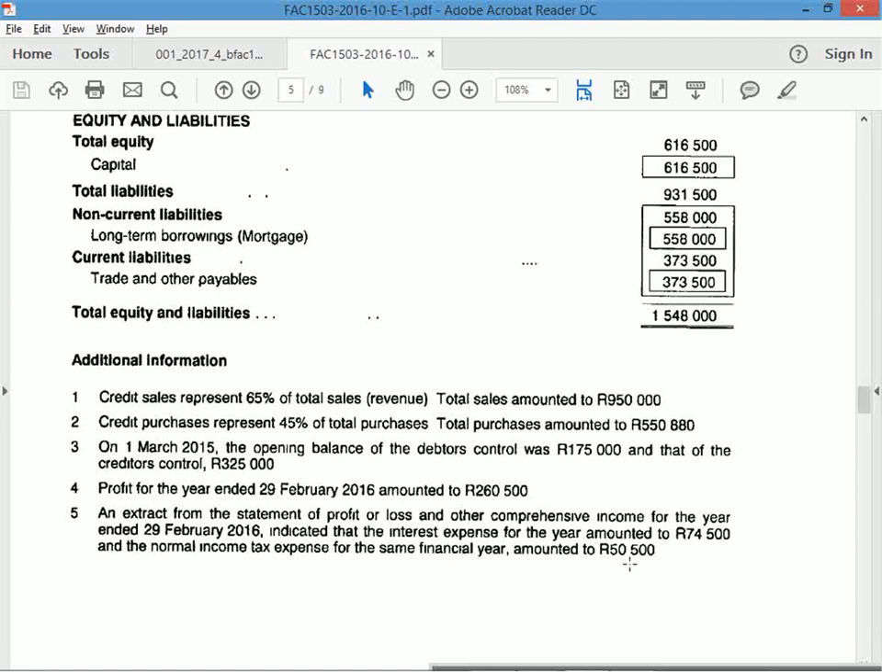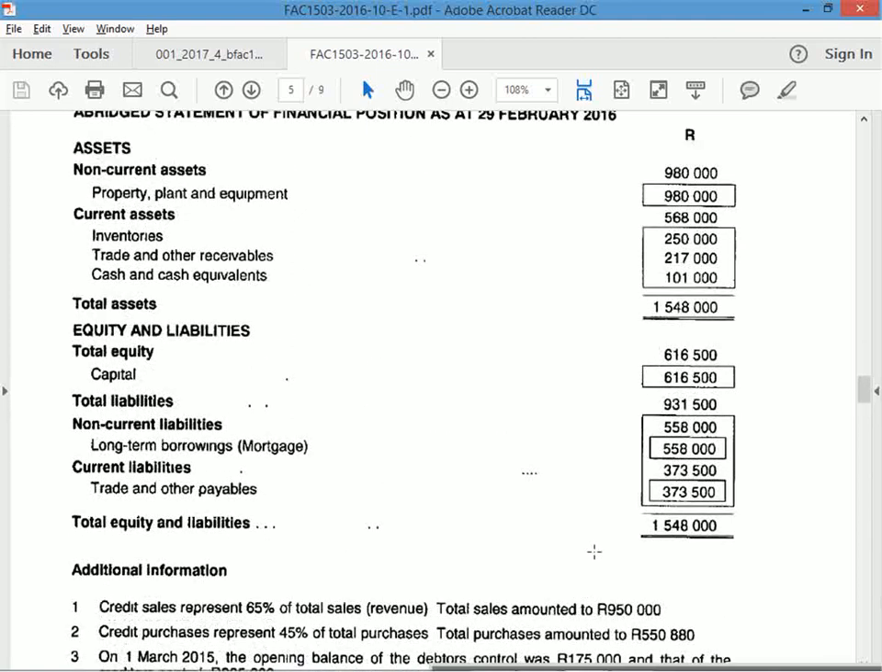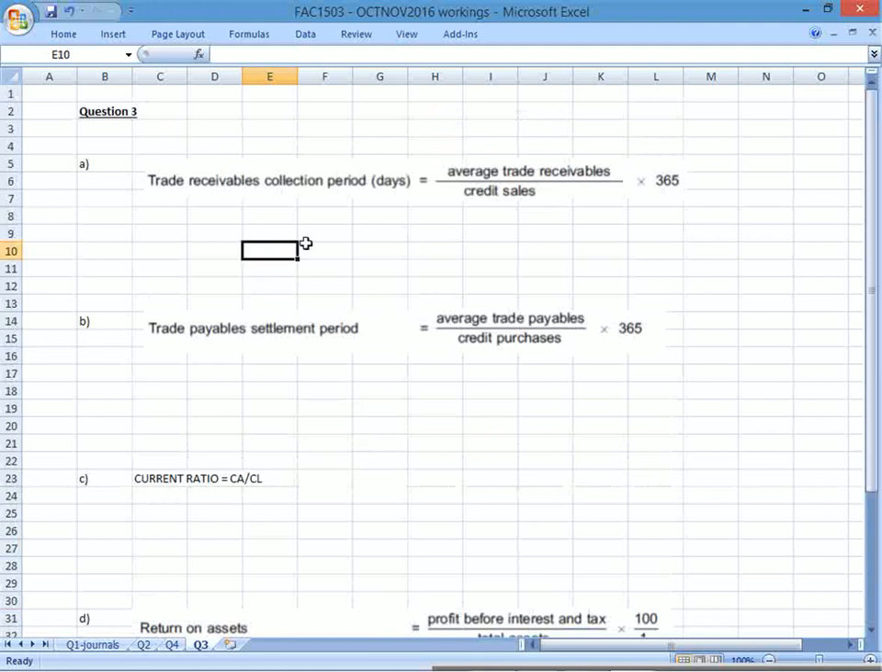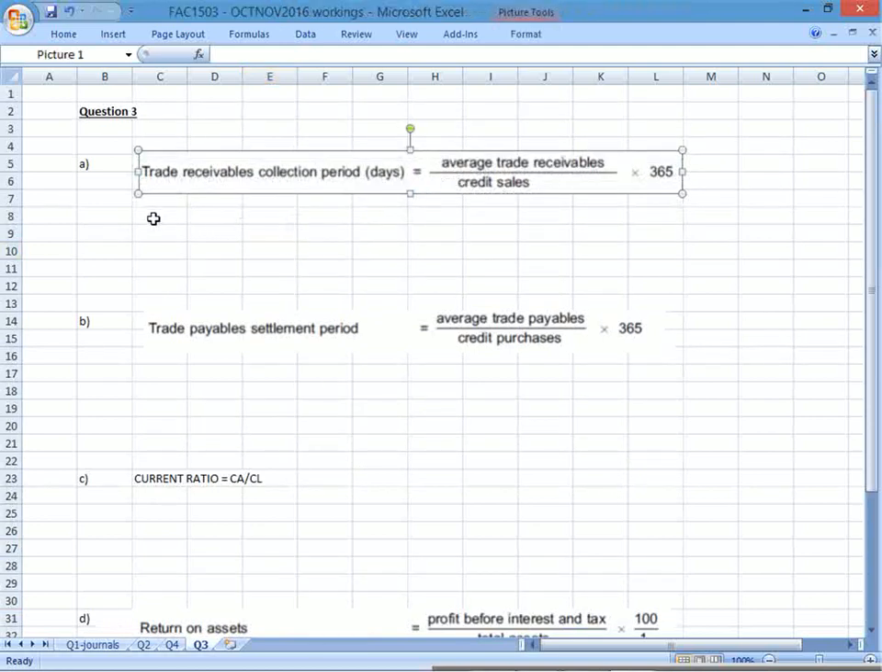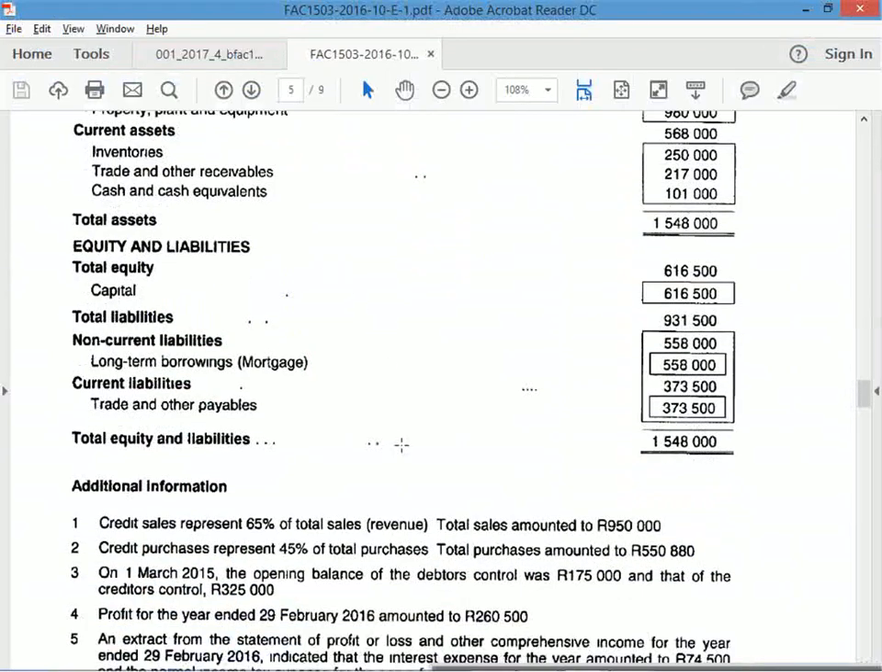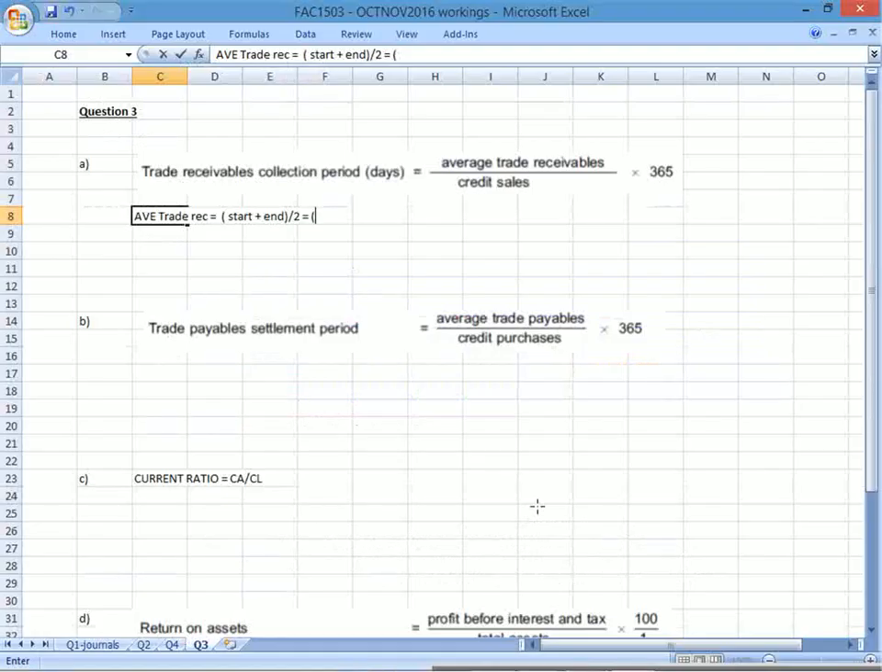That's what I'm reading in the question. Okay, is that all right? So I've got an idea of what I've been given. Now, all I do is I go back to my answer sheet. Number 1 wanted what? Average trade receivables. So let's work that out. Average trade receivables. Open brackets, start plus end divide by 2. Okay, so go to my question. Where's my start? There's my start. Debtors control, 175,000.